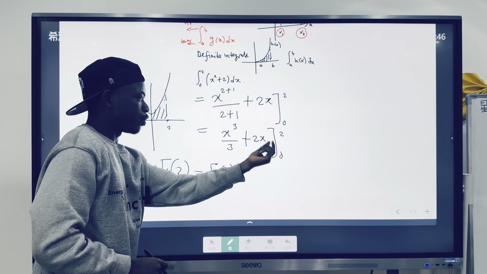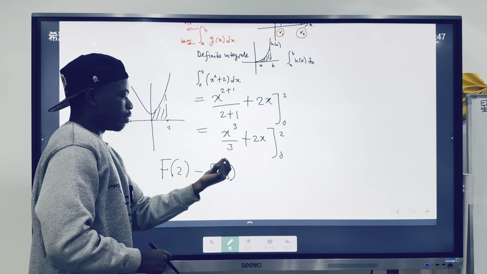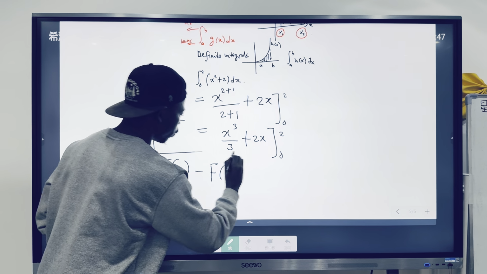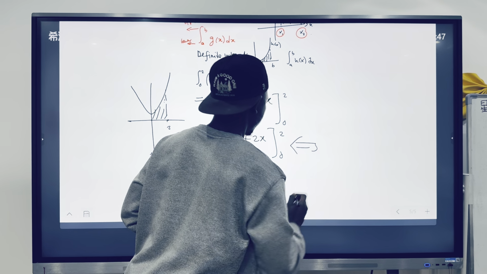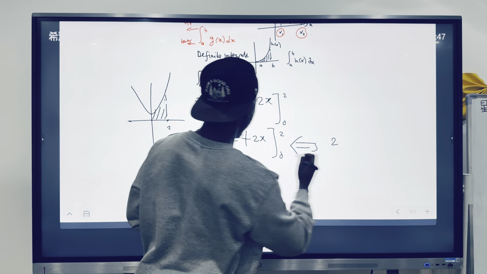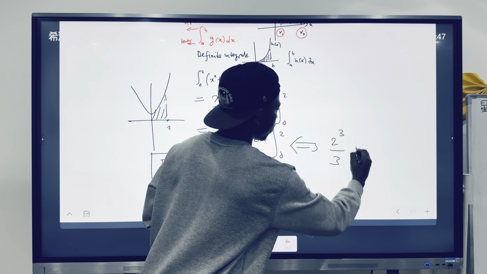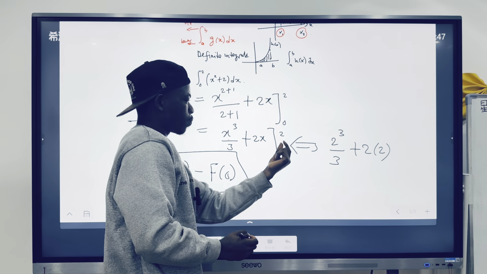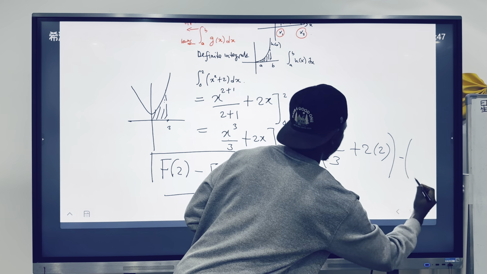So you take the upper limit and substitute it for the value of x. Then minus, you take the lower limit, you also substitute for the value of x. So that is what you want to do here: f of 2 minus f of 0. First of all, you take 2 and put it where there's x. So we shall have 2 where there's x, but it's to the power 3, then over 3. Then plus 2, where there's x again, we put 2 there. See? Once you substitute 2 in for the value of x, we now say minus this one.